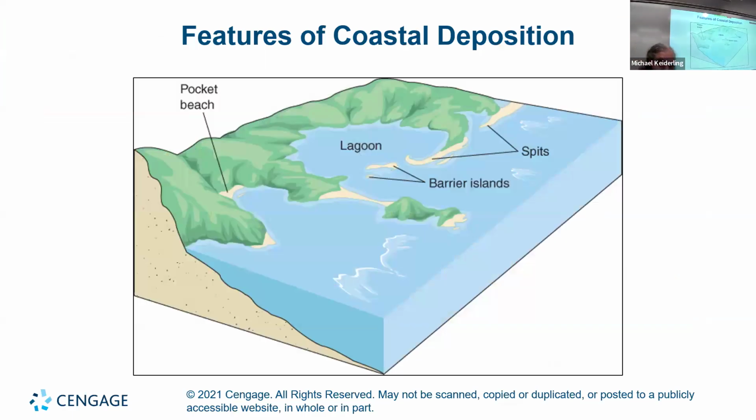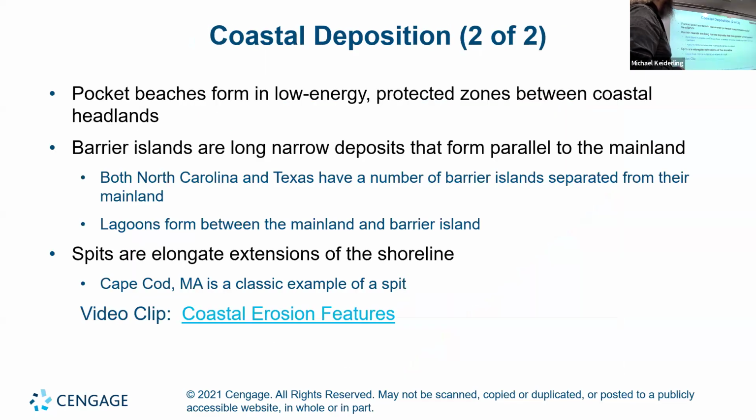Okay, so here are some features of coastal deposition. The forms you can have are barrier islands, spits, pocket beaches, things like that. The pocket beaches form in low energy protected zones between coastal headlands where sand settles out. Barrier islands are long, narrow deposits that form parallel to the mainland. Both North Carolina and Texas have a number of barrier islands separated from their mainland, and lagoons form between the mainland and the barrier island. Spits are elongated extensions of the shoreline. So Cape Cod, Massachusetts is a classic example of a spit.